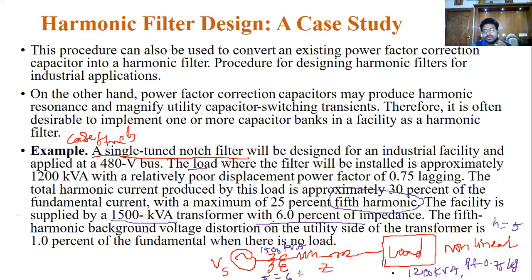See this point: the total harmonic current produced by this load is approximately 30% of the fundamental current. Suppose the fundamental current IF is 50 amperes, then IH is IF times 30%, that is 30% of the fundamental as harmonic current in the system. So for this type of system, we are going to design a filter.